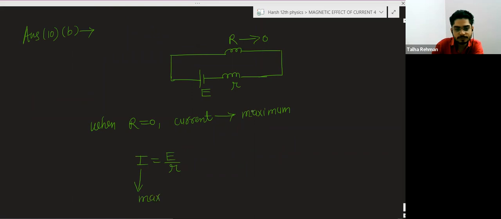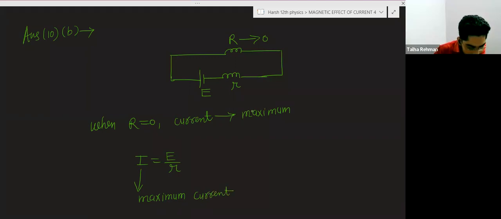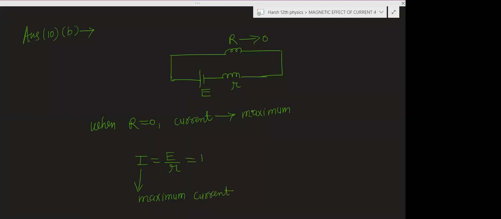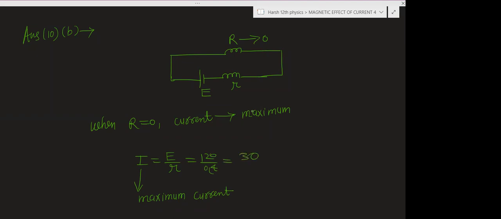Put the value. What is E? E is 12 volt. Internal resistance is 0.4. So this will become 30 ampere. Just write this down.